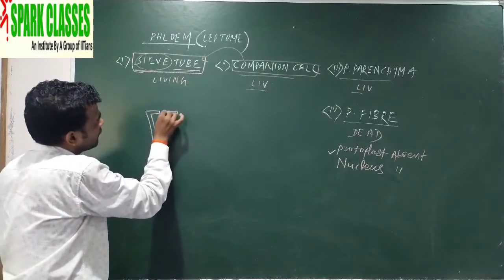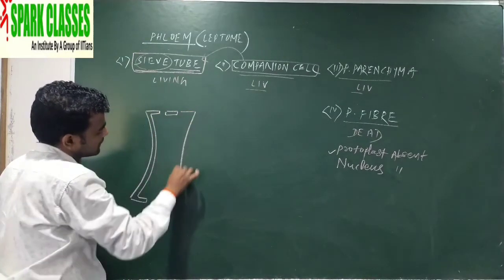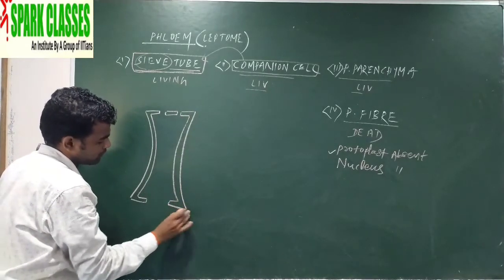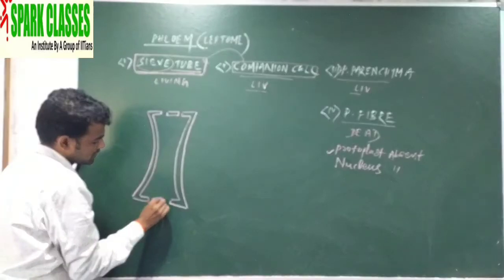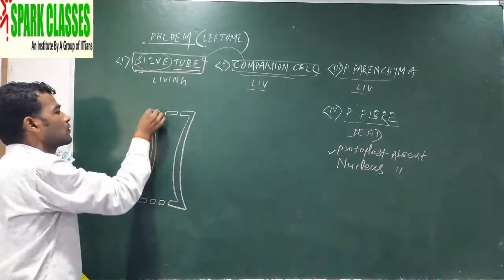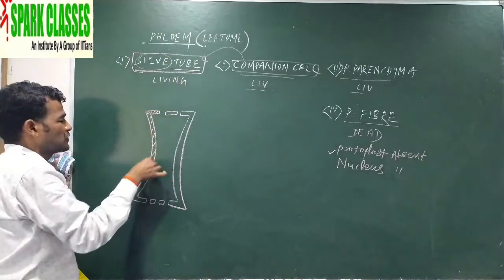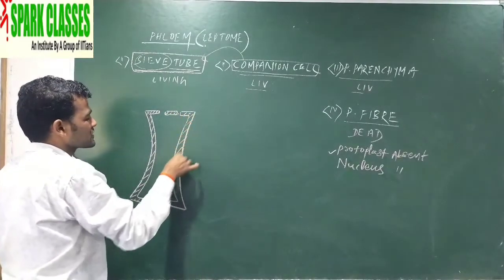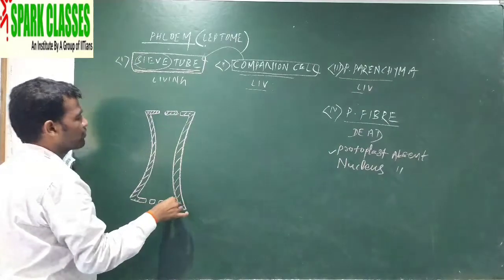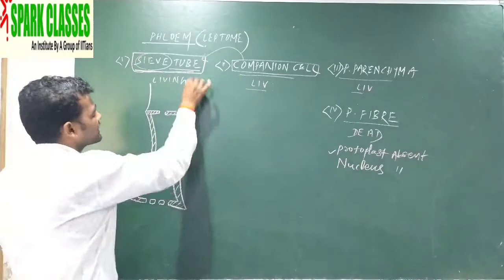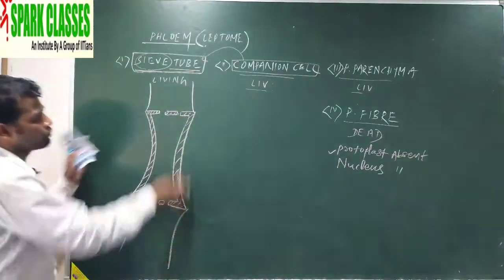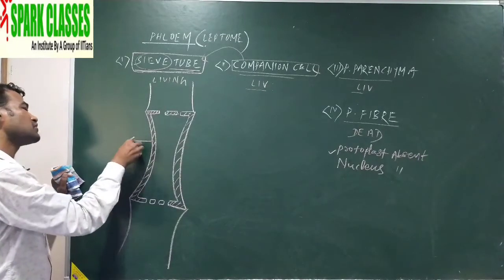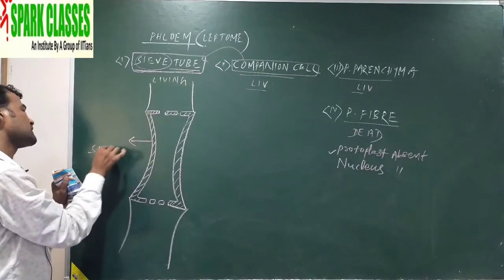There is a tube-like structure. In case of phloem, that is called a sieve tube. So this is the sieve tube, and the characteristics of sieve tube we have already discussed. Sieve tube is multicellular. It is a long tube, just like a vessel, it is multicellular, and each cell is called a sieve tube element.